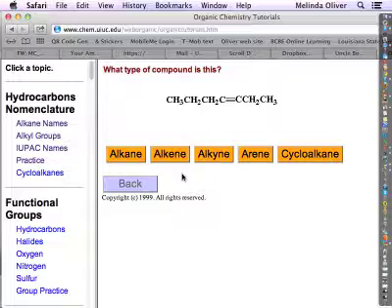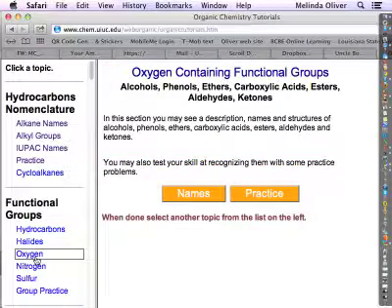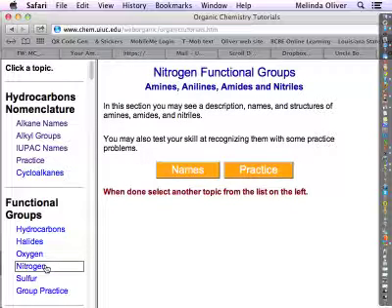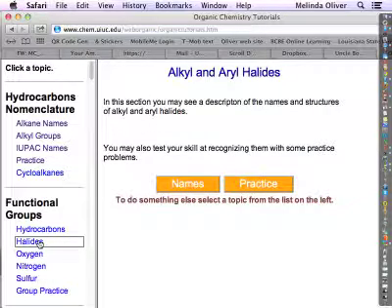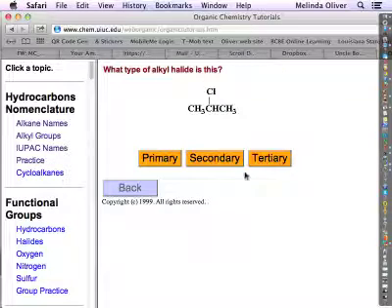So you see that there's a lot to be practiced with here. Let's go to oxygen and see what's there. Alcohols, phenols, ethers, carboxylic acids. So you can have lots of practice here. Nitrogen, you got some amines, anilines, amides. We didn't do nitriles. We didn't do anything with sulfur. And then halides. That's just chlorine, any of the halogens attached to an R group.